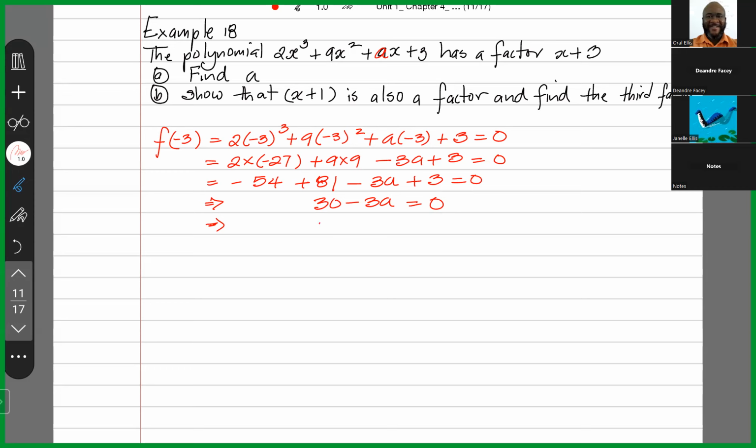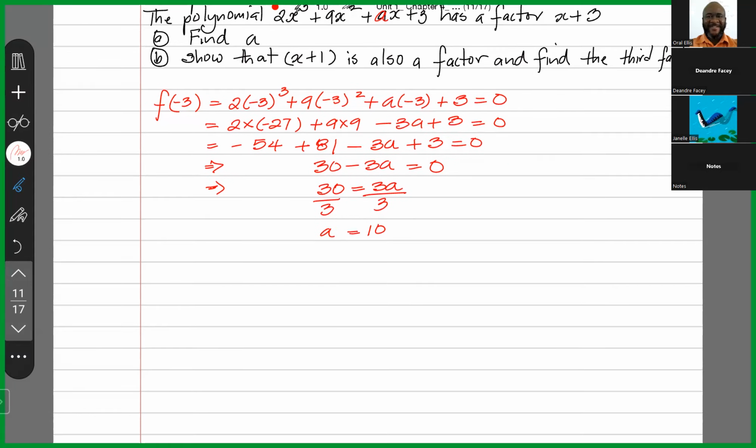Therefore, 30 is equal to 3a. Negative 3a on the left goes over to the right and becomes positive. Then I divide both sides by 3, and then I get a is equal to 10. So for x plus 3 to be a factor, a must be equal to 10. We're to show that x plus 1 is also a factor.